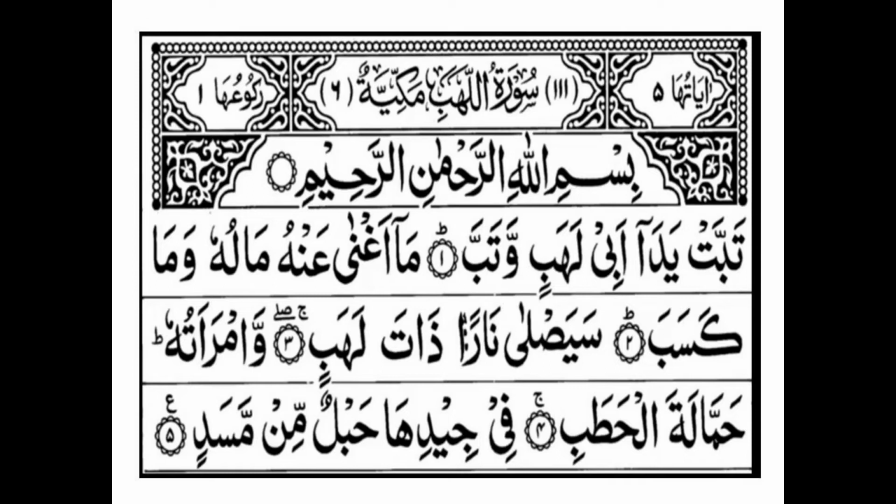Mim masad. We're doing qalqala on dal also because you know qaf, ta, ba, jim, dal. These 5 letters of qalqala, whenever jazm comes upon them, we do echo sound. So here, guys, dal has 2 zay. 2 zay will turn into jazm because of full stop. So that's what you're gonna do, echo sound.